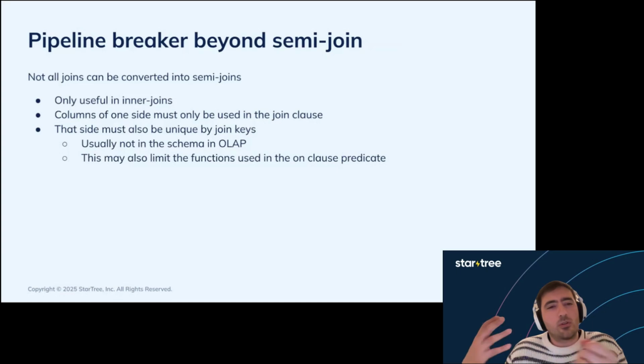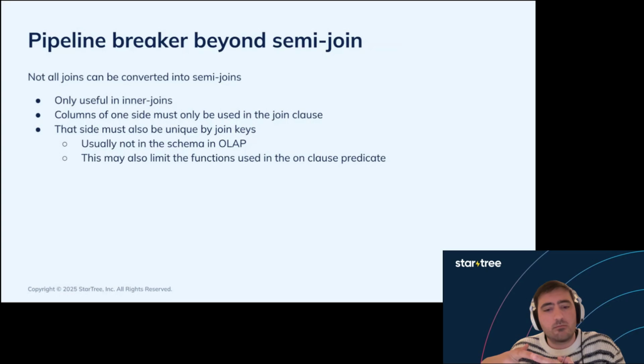The point is that not all joins can be transformed into that. For example, it can only be used in inner joins. One of the sides has to not be used in the projection phase. And also, which is very important in our case, that side of the join has to be unique by these keys. That's super important, and it's something people usually forget about.